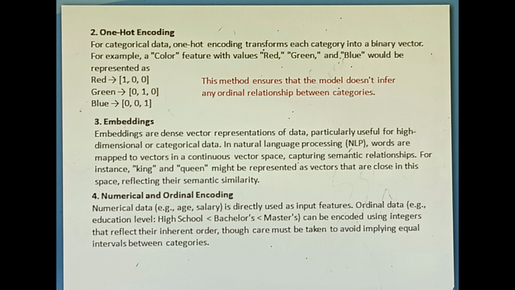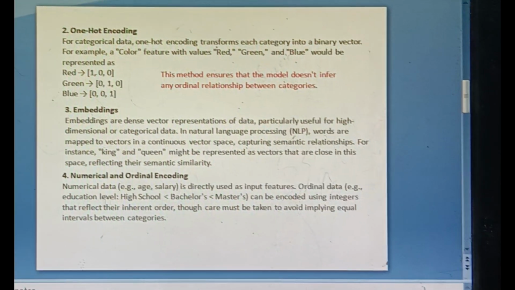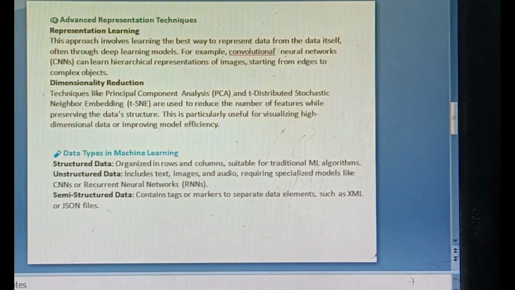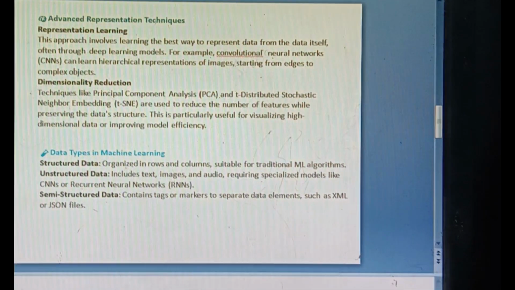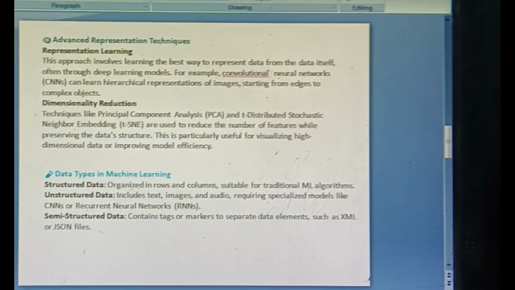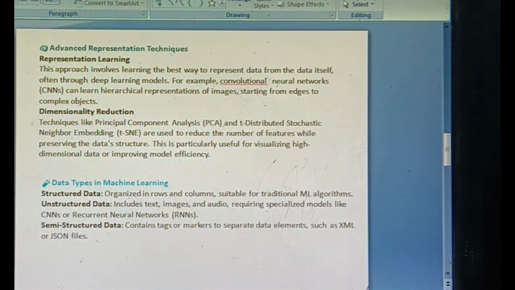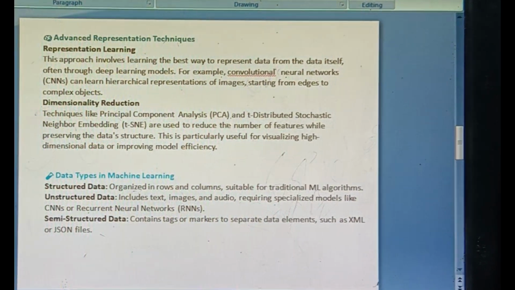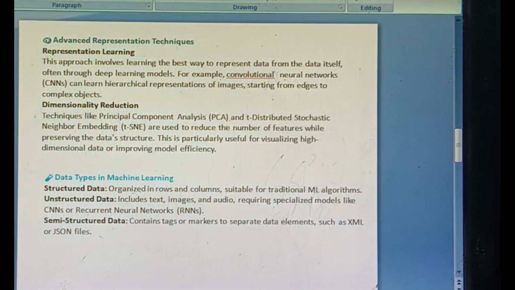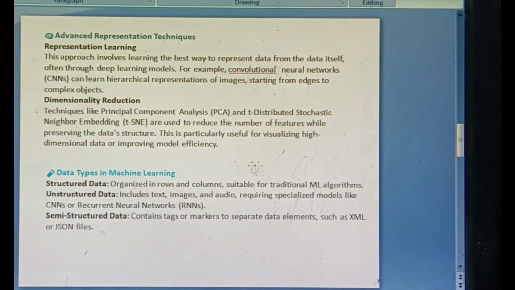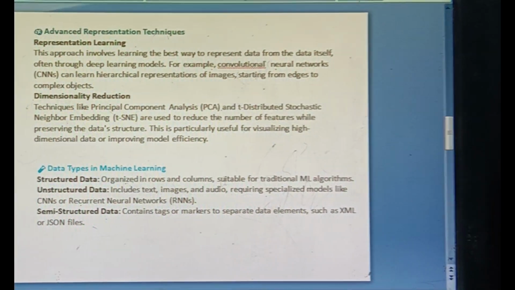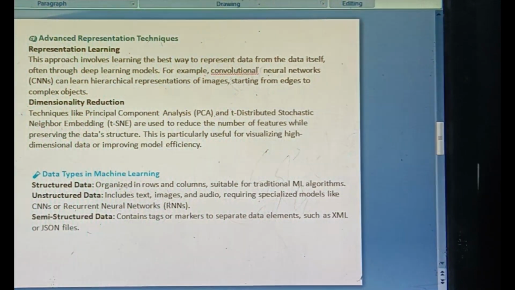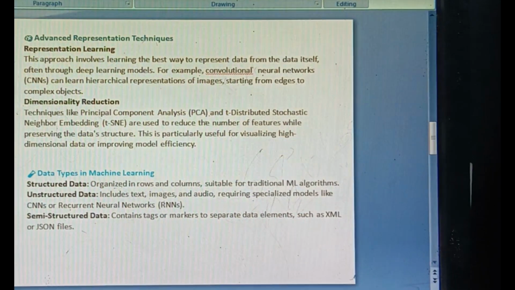Next, numerical and ordinal encoding. Numerical data, we know that age, salary is directly used as the input features. These are numerical data. And ordinal data like education level: high school, bachelor's, master's. In CV, we have seen that education level would be smaller to higher or higher to smaller. Ordinal data, higher to smaller, like master's, bachelor's, high school, right? Can be embedded using integers that reflect their inherent order.